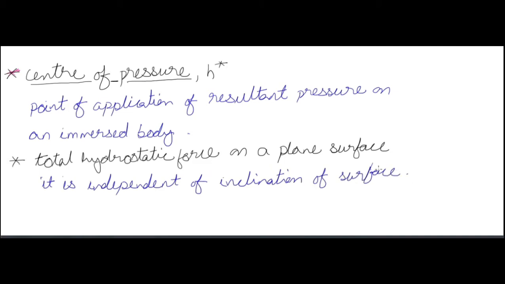Total hydrostatic force on a body submerged in the fluid is independent of inclination of the surface. Whether you are putting it vertically, horizontally or inclined, it does not depend on the theta value. So total hydrostatic force acting on a plane surface is independent of the inclination of the surface. F will always equal rho g a h bar, where h bar is the height of the centroid of the area from the free surface, rho is the density of the fluid, g is gravity, and a is the area of that plane surface.